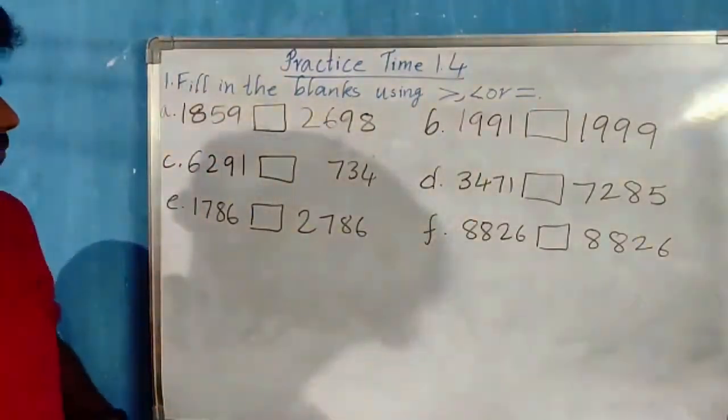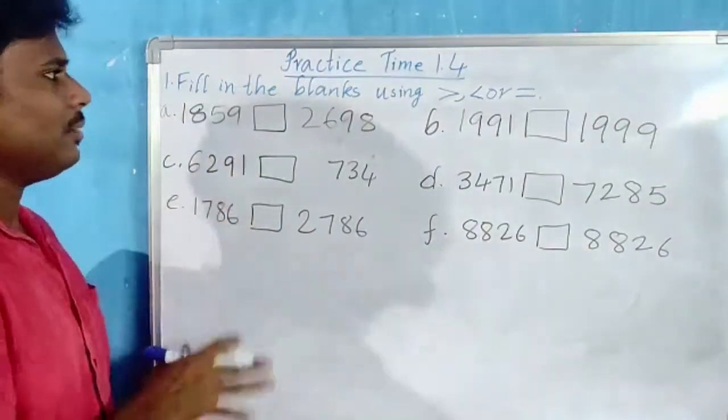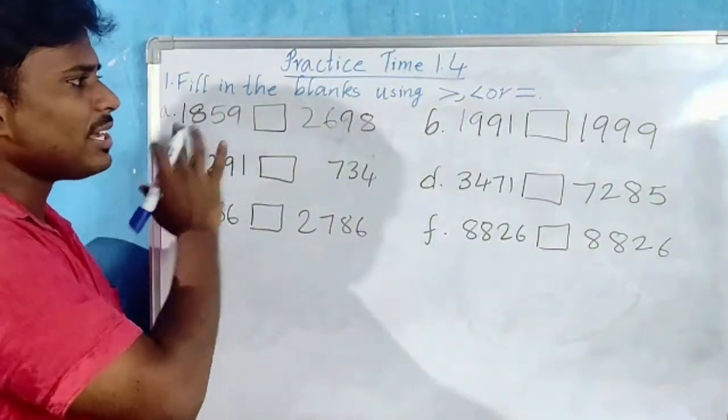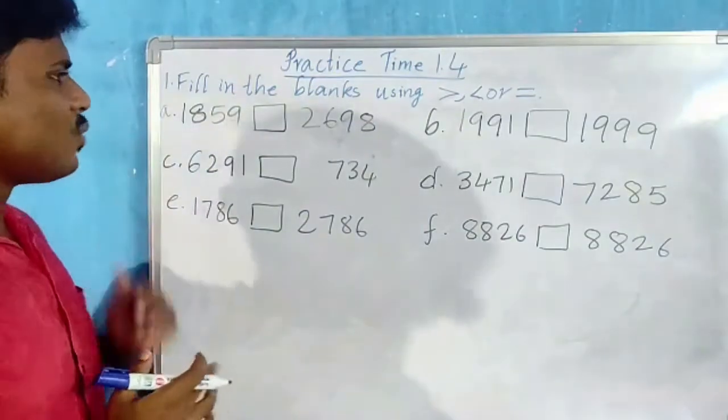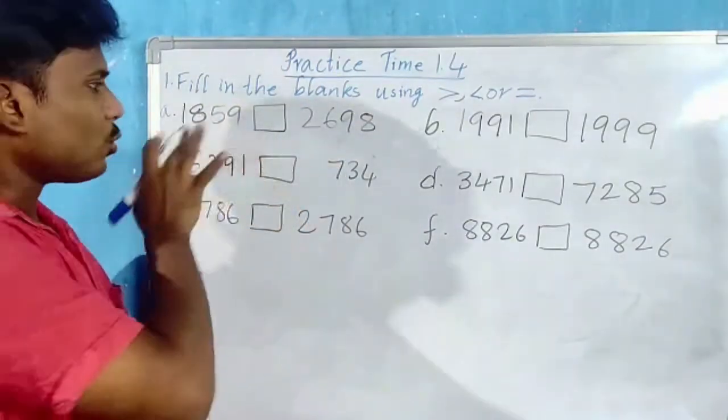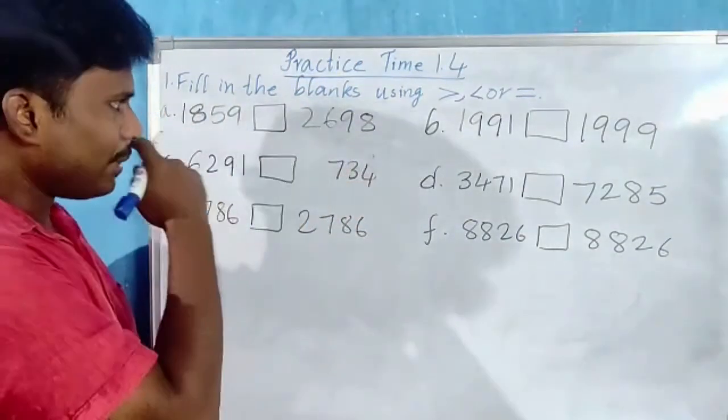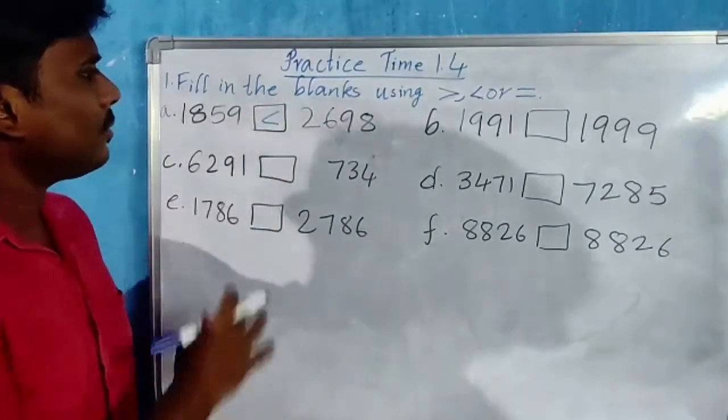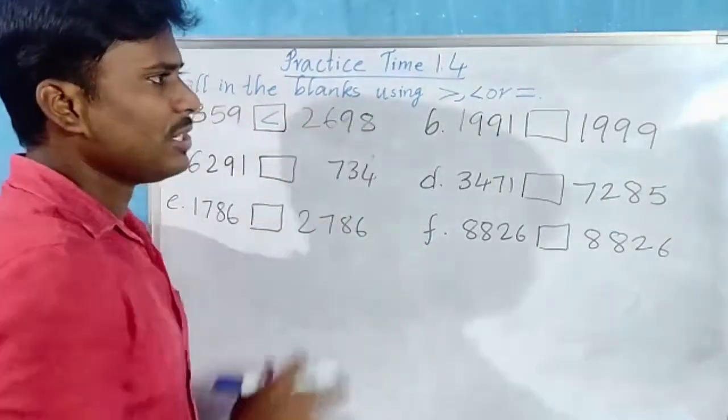Question A. Go for the highest places. Thousands place we have digit 1 here, digit 2. So digit 1 is less than digit 2. So total number will be less than this number. So less than this number. B question.